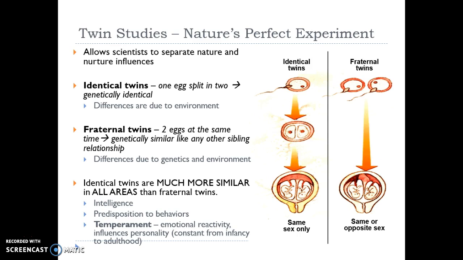What we see when we study twins, identical compared to fraternal, is that identical twins are much more similar in all areas than fraternal twins. This includes their intelligence level, their predisposition to certain behaviors, even their temperament, which is your emotional reactivity to your environment. This is not the same thing as personality because there are a whole bunch of different things that make up your personality. Your temperament is just one of them, and this continues to be constant from infancy into adulthood. So if you're a fairly anxious baby, there's a good chance that you're going to be a fairly anxious adult. You're just more emotionally reactive than a more mellow baby.